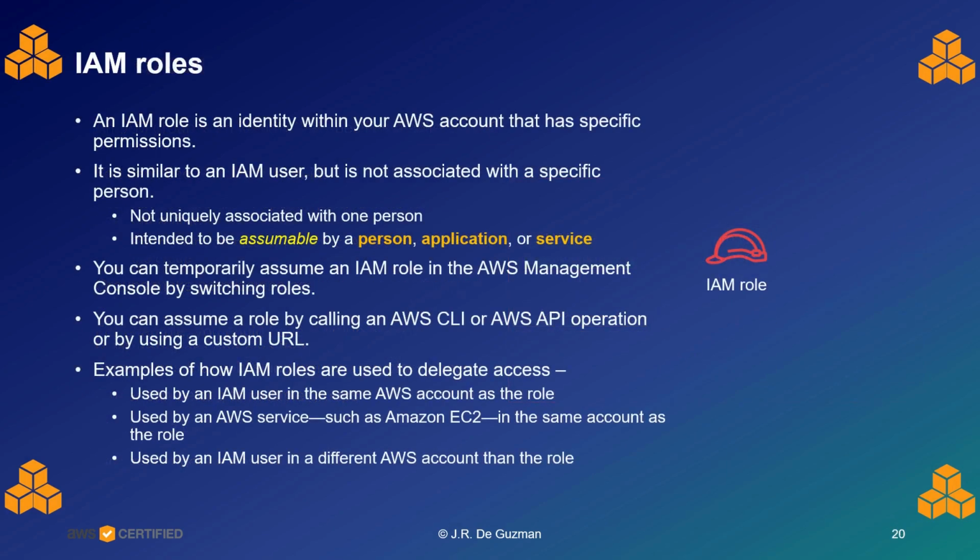Next, we have the IAM roles. So what is an IAM role? A role is an identity that you can create in your account that has specific permissions. A role is similar to a user because it is also an identity that you can attach permissions policies to, and those permissions determine what the identity can and cannot do in AWS.